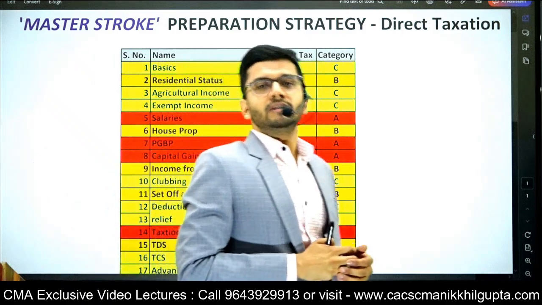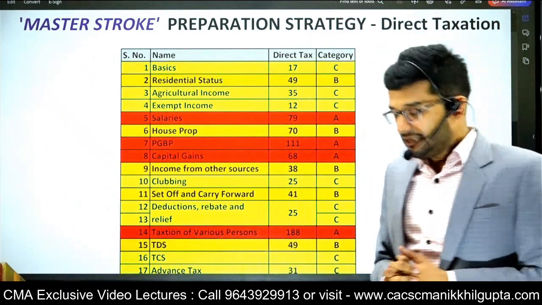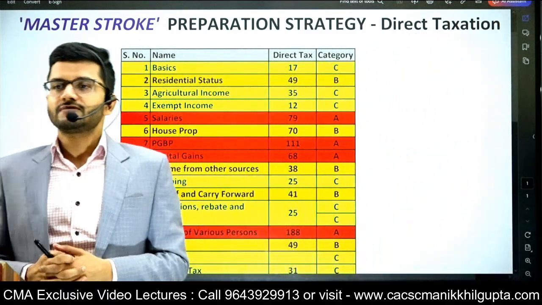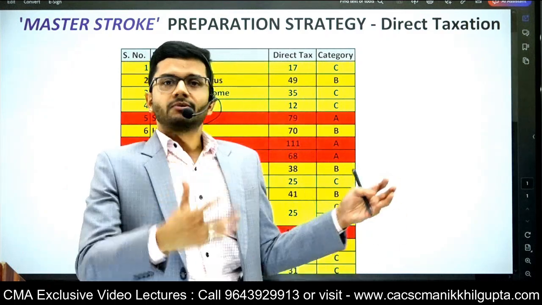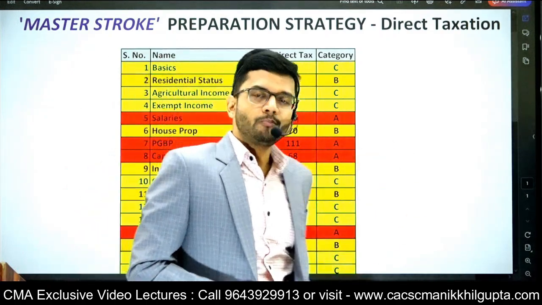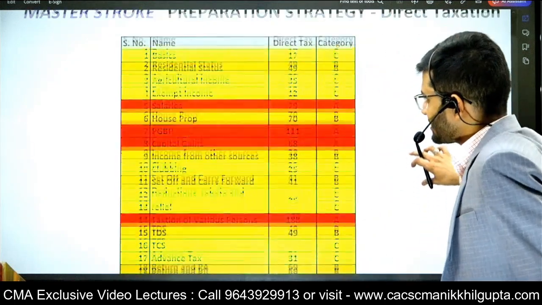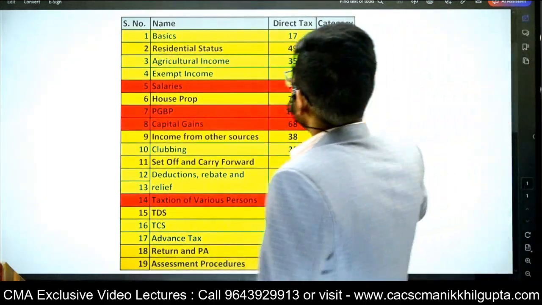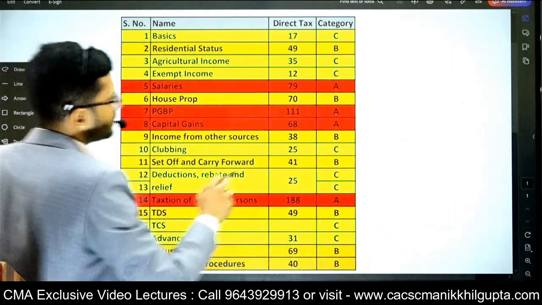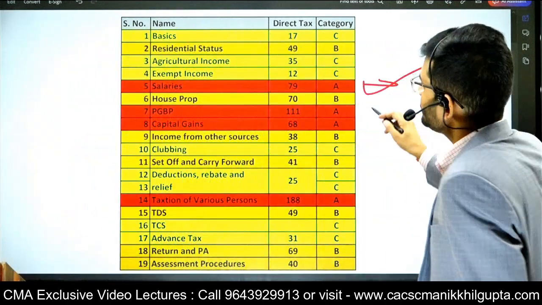So direct taxation, yes, is quite huge, quite lengthy, with a lot of chapters and a lot of sections involved. The weightage will be around 50 to 60 marks, but the chapters are humongous. So the ABC analysis of direct taxation has revealed this result: of course, the salary chapter is the most important chapter of your syllabus, because a question from salary is definitely going to come.